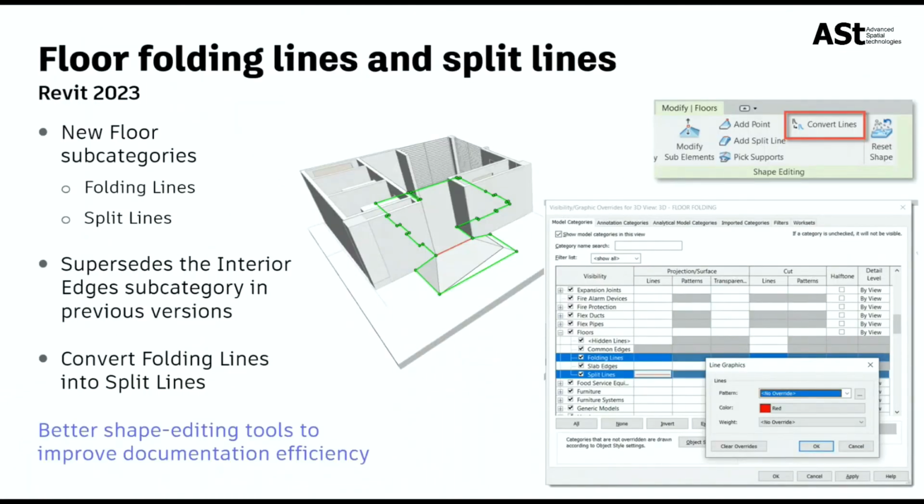Efficiency. In 2023, we've got new enhancements to control the display of shape editor tools. When you modify a flat floor with the shape editing tools, you can add points or split the lines to divide the surface into subregions that slope independently. In Revit 2023, the floor category includes new folding lines and split line subcategories, enabling you to control the visibility of these sloping subregions and boundaries. These new subcategories replace the interior edges subcategories from previous versions of Revit.